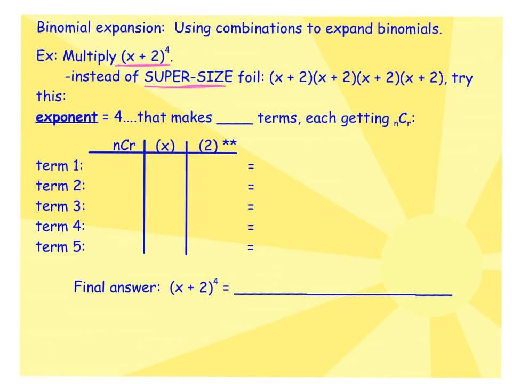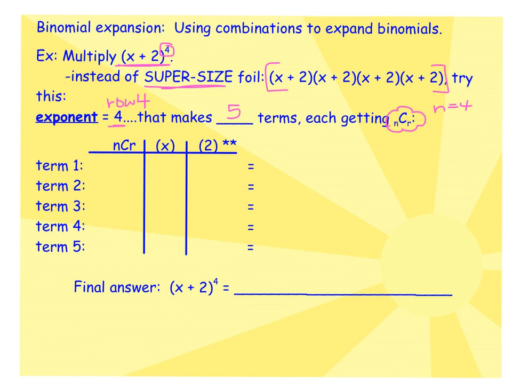Therefore, instead of supersize FOILing this whole thing and trying to combine like terms, let's take a look at how Pascal's triangle would be helpful for us. Notice the exponent that we want to expand is 4. So that means we're in row 4 of Pascal's triangle, meaning we'd have 5 terms. Each of those terms would have a coefficient using nCr, where n equals 4.